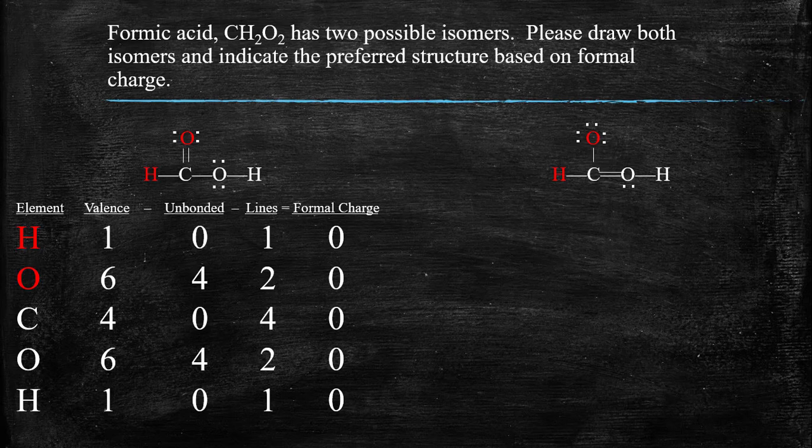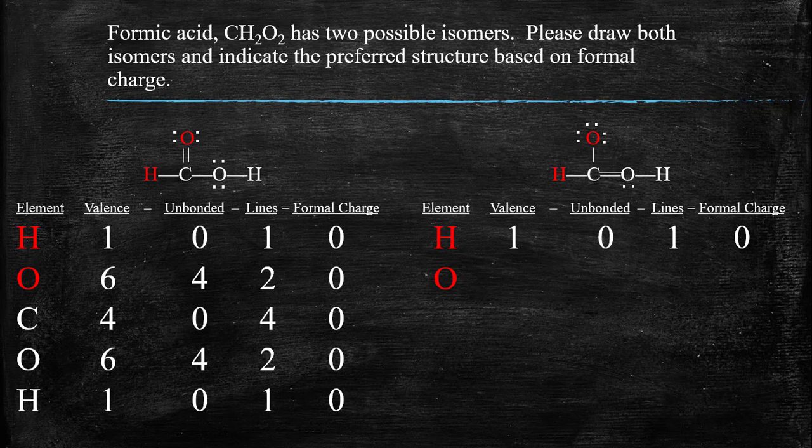So now we're going to do the same thing to the other isomer. We'll start with the red hydrogen, 1 valence electron, minus 0 unbonded electrons, minus 1 line, gives a formal charge of 0. The red oxygen, because it's oxygen, has 6 valence electrons. There are 6 unbonded electrons here. There's 1 line. 6 minus 1 gives a formal charge of negative 1.